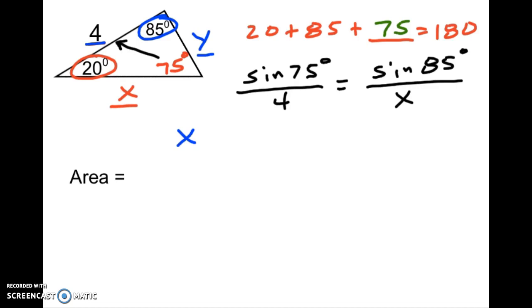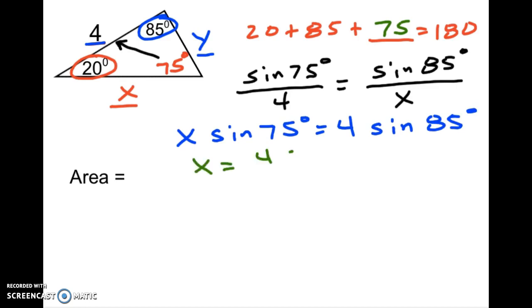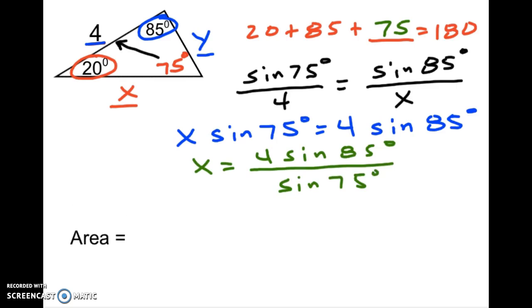If we cross multiply, we get x times the sine of 75 degrees is going to equal 4 times the sine of 85 degrees, which therefore means x is equal to 4 times the sine of 85 degrees divided by the sine of 75 degrees. Plug this in on the calculator, and hopefully everybody will agree that x should be somewhere in the neighborhood of 4.125 units.